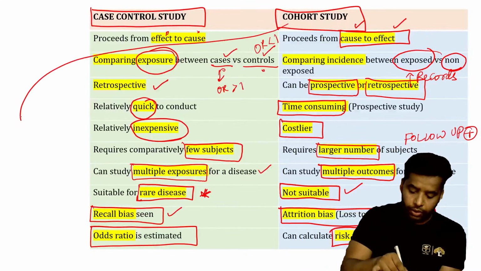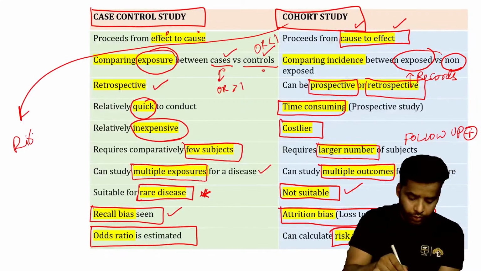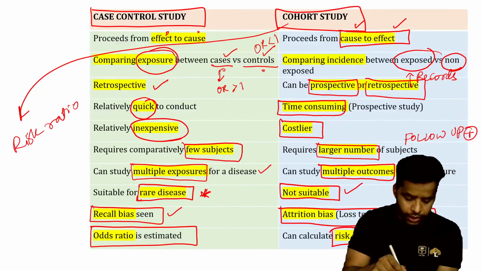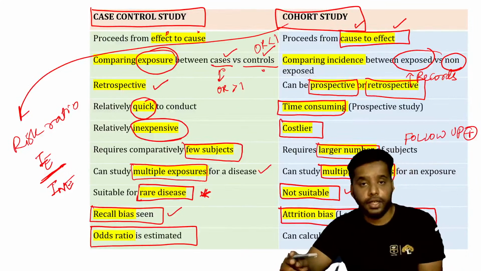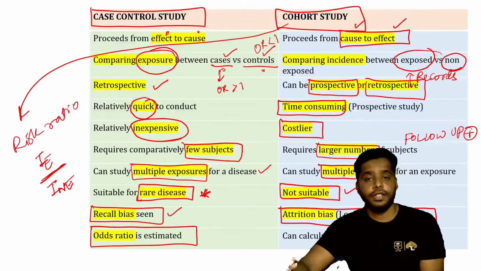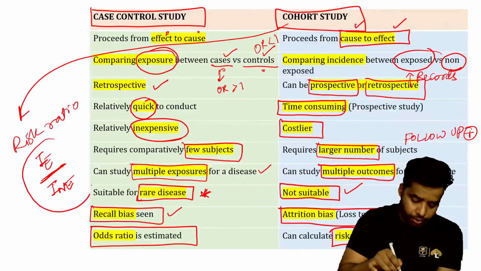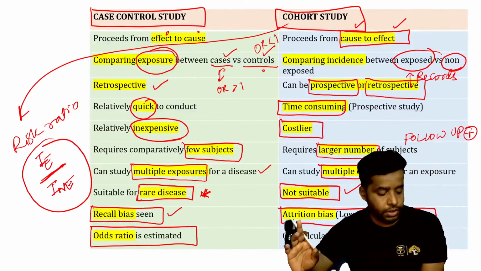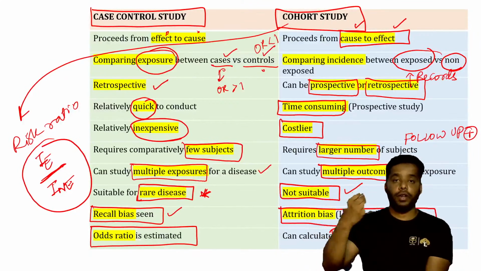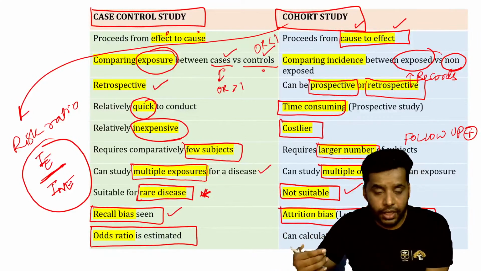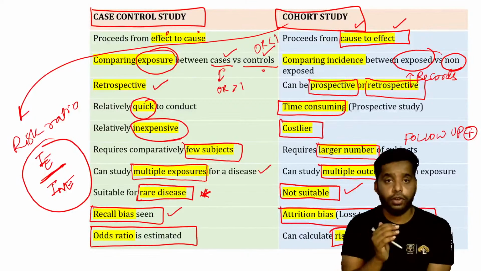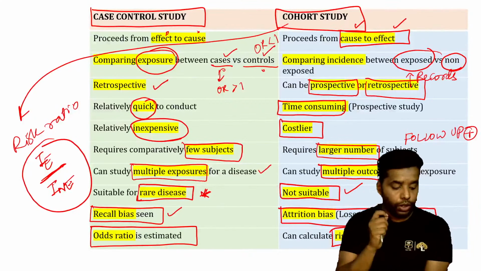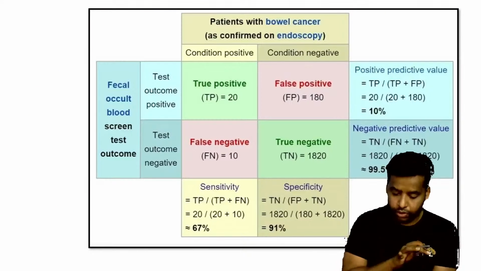What is the formula for risk ratio? In a cohort study, we have risk ratio. Incidence in exposed group divided by incidence in non-exposed group. Correct. This is the formula for risk ratio. Risk in smokers divided by risk in non-smokers. Risk in exposed group divided by risk in non-exposed group. That is the formula. Risk ratio is obtained only when you do follow-up.